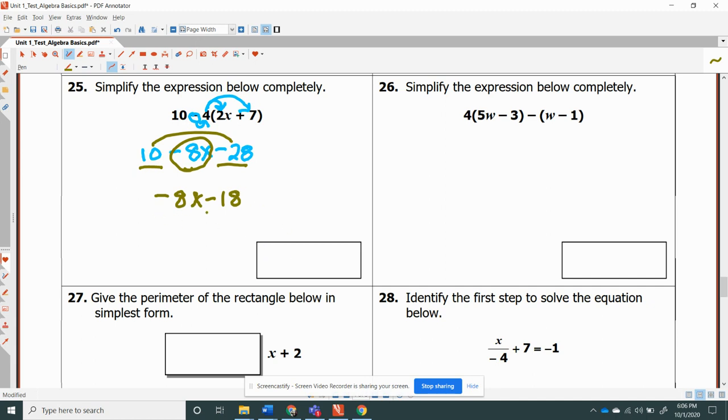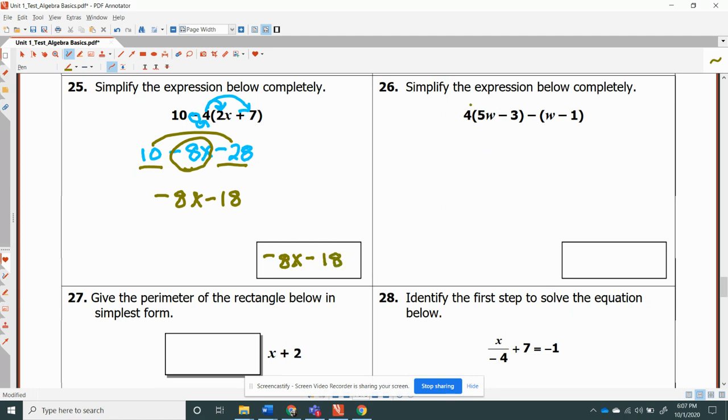We generally put the variable term first and the constant separate. A couple of you wrote negative 18 minus 8x. You just didn't know, but from now on, I'm going to expect you to write it so that the variable is first. So negative 8x minus 18.